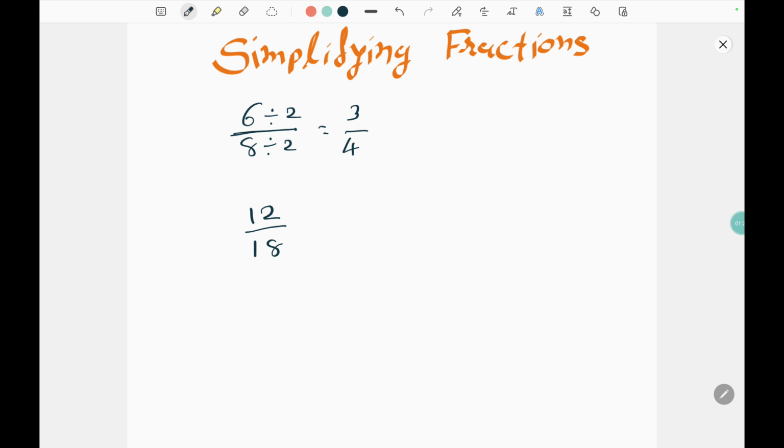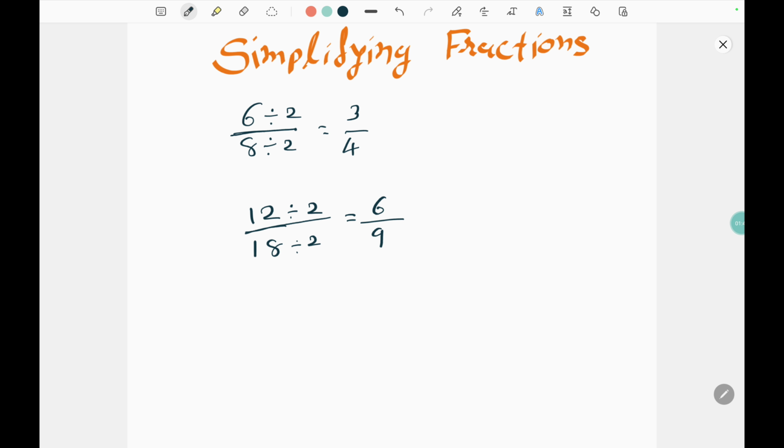12 over 18. Okay. Again 12 and 18 both are even numbers. So both can be divided by 2. So 12 divided by 2, 18 divided by 2. So the answer is, 12 divided by 2 is 6, 18 divided by 2 is 9. Okay. Here let's check whether we can simplify further or not.